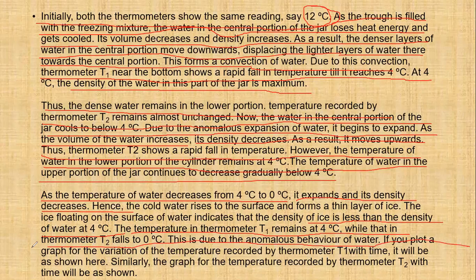If you plot a graph for the variation of the temperature recorded by thermometer T1 with time, it will be shown here. Similarly, the graph of temperature recorded by thermometer T2 with time will be as shown. That is, you can see in the graph. I think it is given in the textbook. So it is clear.